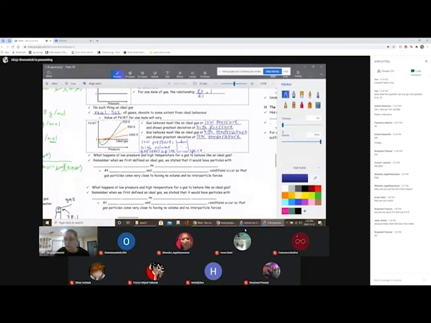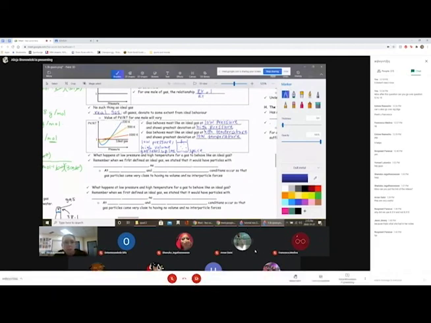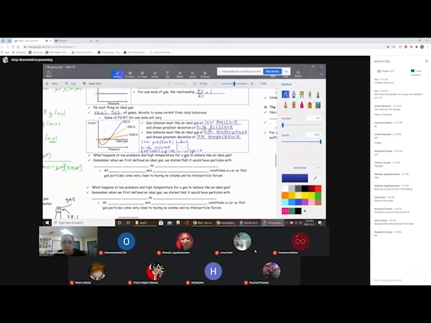Okay, let's fill in the blanks. I don't know if we'll finish this note today, but we could finish it on Monday. So what happens at low pressure and high temperature for a gas to behave like an ideal gas? Remember when we first defined an ideal gas, we stated that it would have particles with negligible volume, which just means they're not taking up any space, and no interparticle forces.